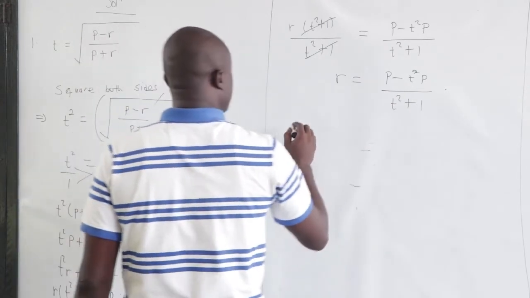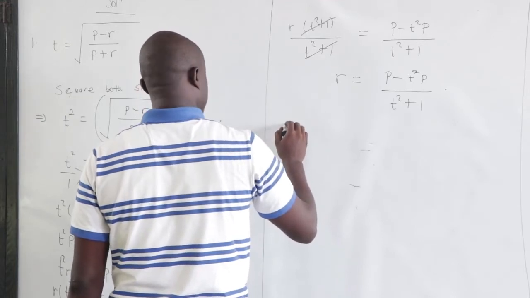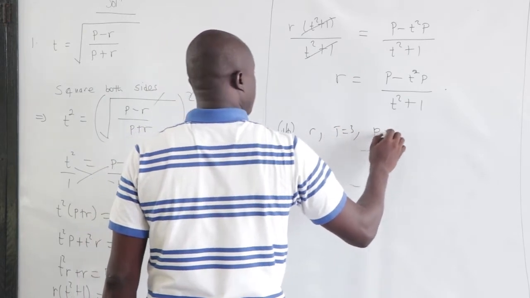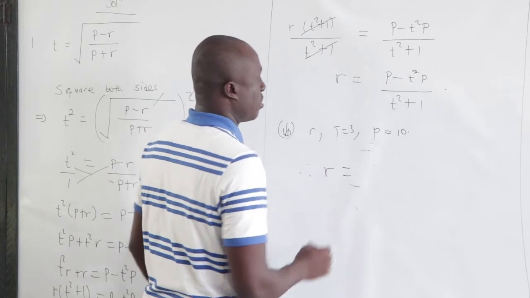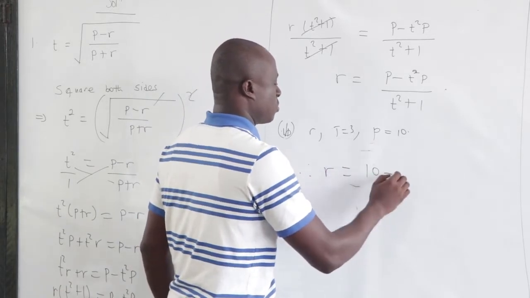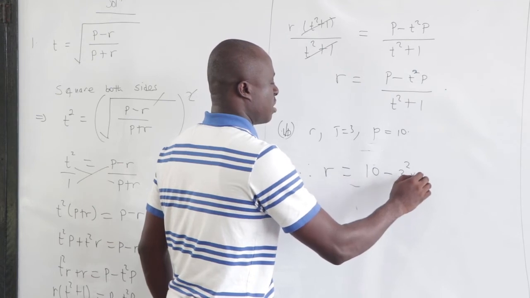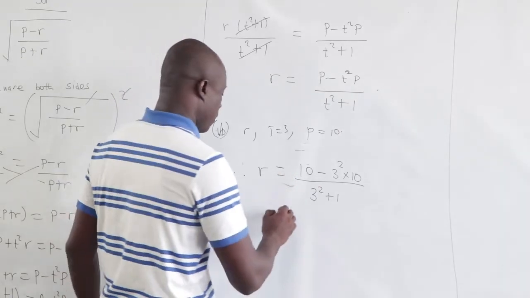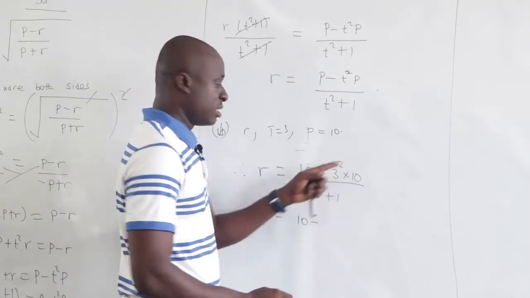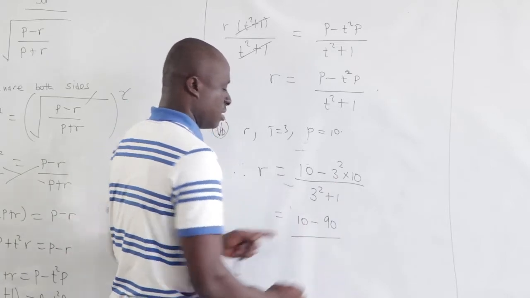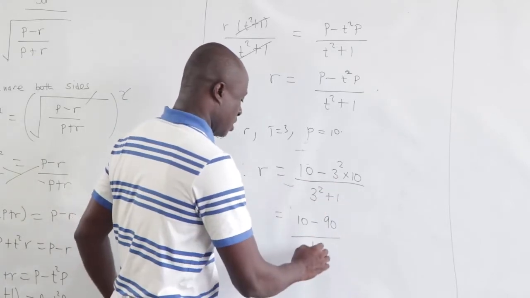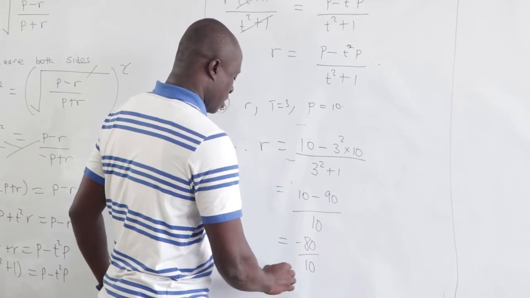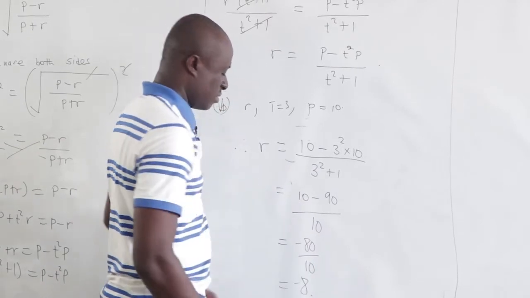Now, the second part, B, says that we should find R when T is 3, P is 10. Therefore, R, what is P? 10 minus 3 squared, that's T squared, times 10, all over 3 squared plus 1. Now, what do you have? We have 10. 3 squared is 9. 9 times 10, that is 90. 3 squared is 9 plus 1, that is 10. 10 minus 90, that is negative 80 all over 10. And this is negative 8.